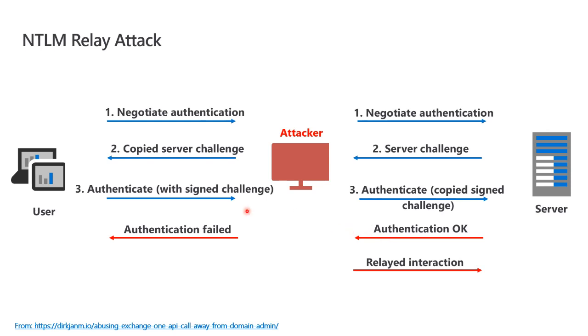Now the attacker needs to decide what to answer the user. It can answer with authentication fail or just ignore any TCP connection from that user from now on, and can have an impersonated session in front of the server. Now the attacker uses the user's identity, and the server thinks this is the user who talks to and accesses this server.